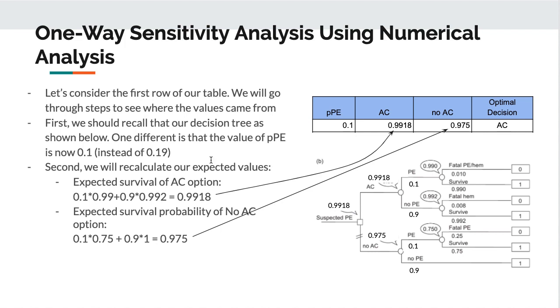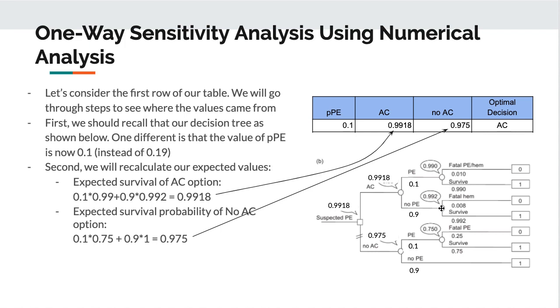All right, so how do we calculate the expected value of AC and no AC right here? The calculation is pretty straightforward, right? The first step is folding the tree. For the first chance node, we calculate the expected value, so that's 0.01 times 0 plus 0.99 times 1. So we end up with the expected value of this node equal to 0.99.